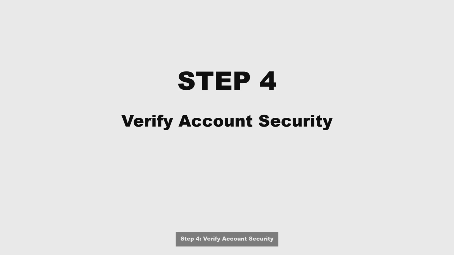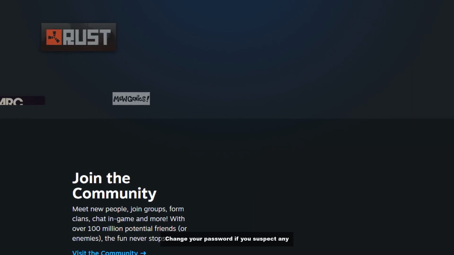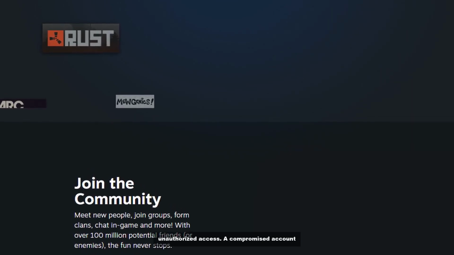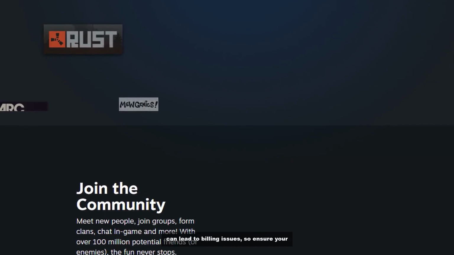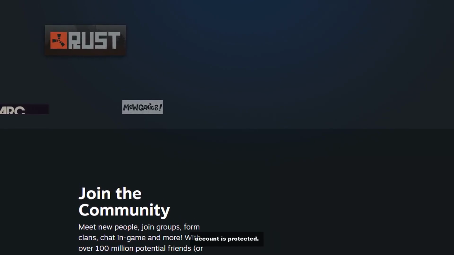Step 4. Verify account security. Make sure your Steam account is secure. Change your password if you suspect any unauthorized access. A compromised account can lead to billing issues, so ensure your account is protected.